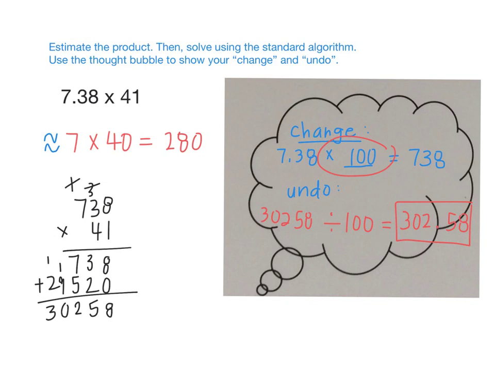302.58. Let's check that against my estimation. Is 302 pretty close to 280? Yeah, so I feel pretty good about that. So here you can see it's called the change and undo method because I first change the problem to get rid of the decimal point, really, and then I undo the change to make it back to my normal problem.